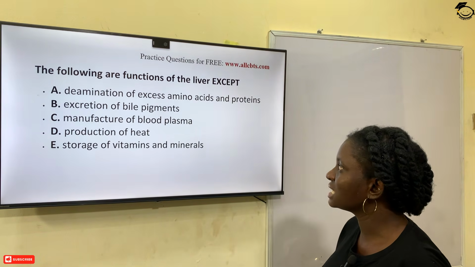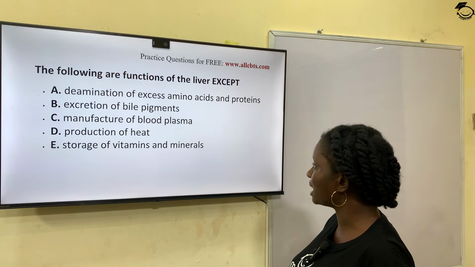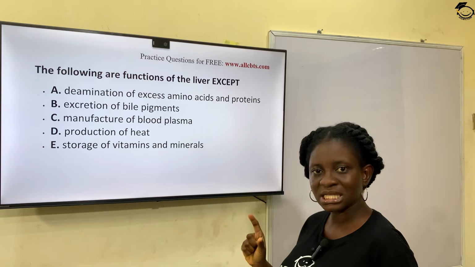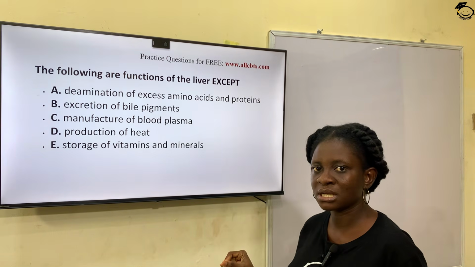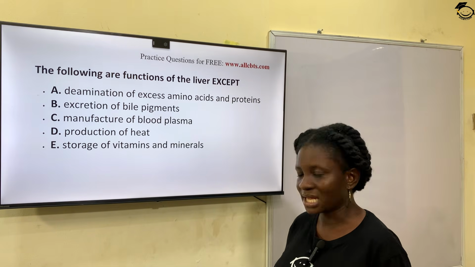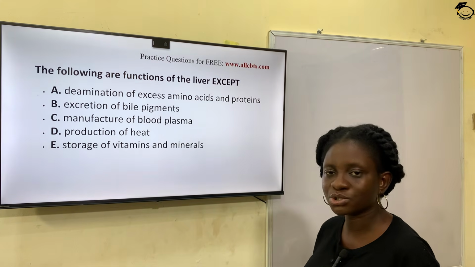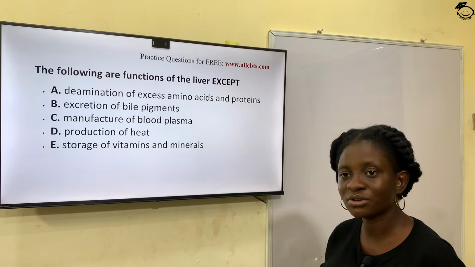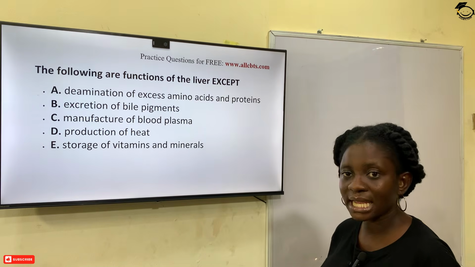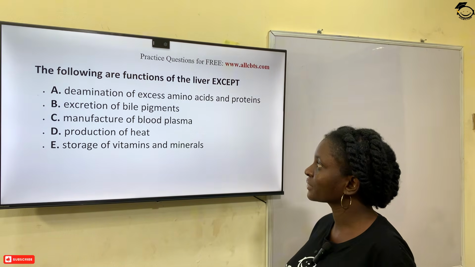The answer is the amination of excess amino acid and protein. Although the liver is involved in the amination of excess amino acid, it is not involved with protein, because the protein needs to be converted to amino acid first. So that makes option A the correct answer. The amination of excess amino acid and proteins. Option A is the correct answer.